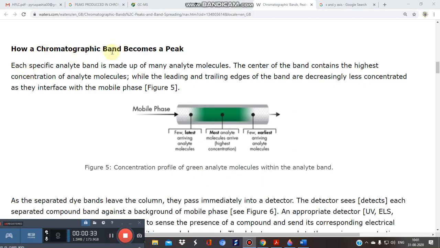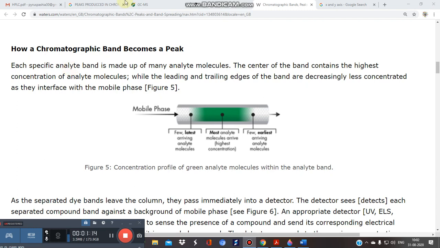So let's see how a chromatographic band becomes a peak. Suppose this is a column. This is the place where active separation will take place. In the column, there is a stationary phase and the mobile phase, and this is suppose your sample that is to be separated in the column. Each specific analyte band is made up of many analyte molecules. What does it mean? It means the sample present is a mixture, a mixture of a number of molecules, a number of compounds, that is to be identified, or rather separated, by using HPLC.